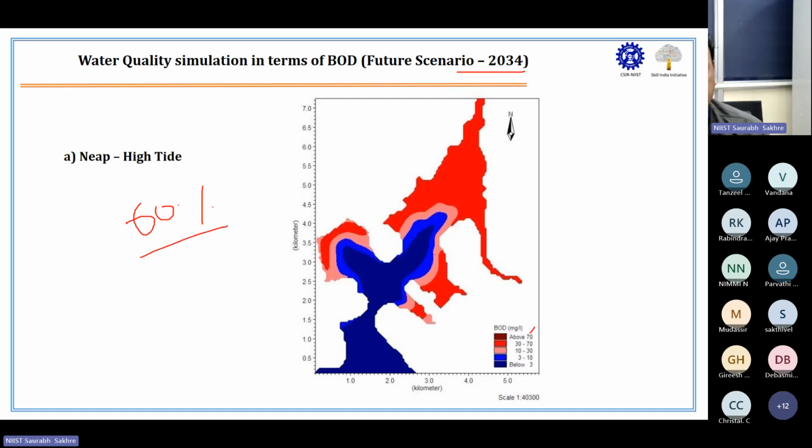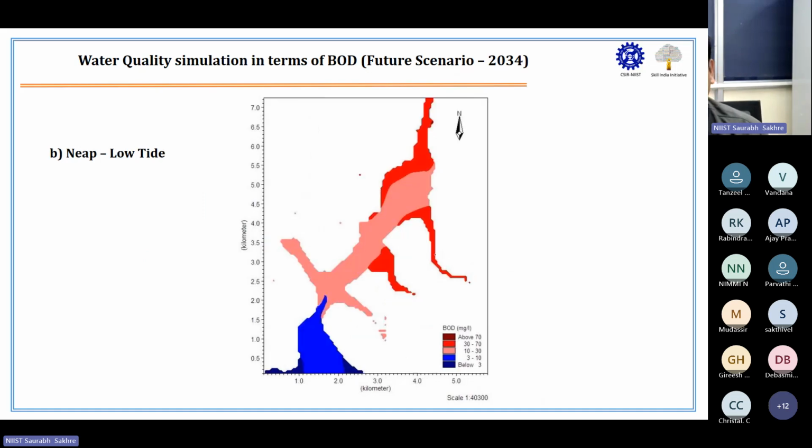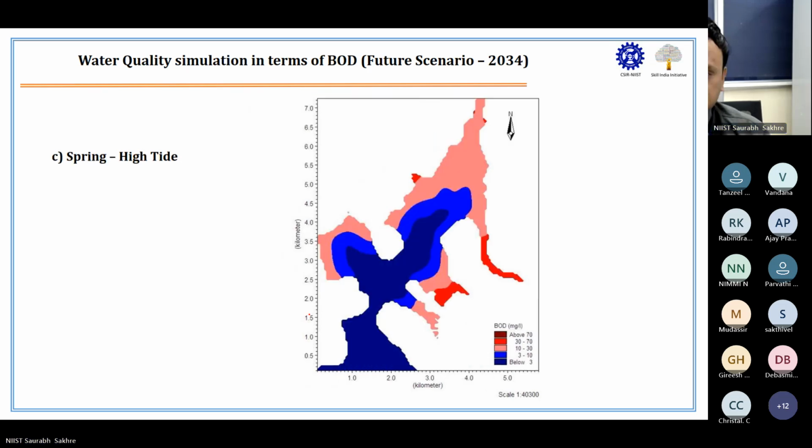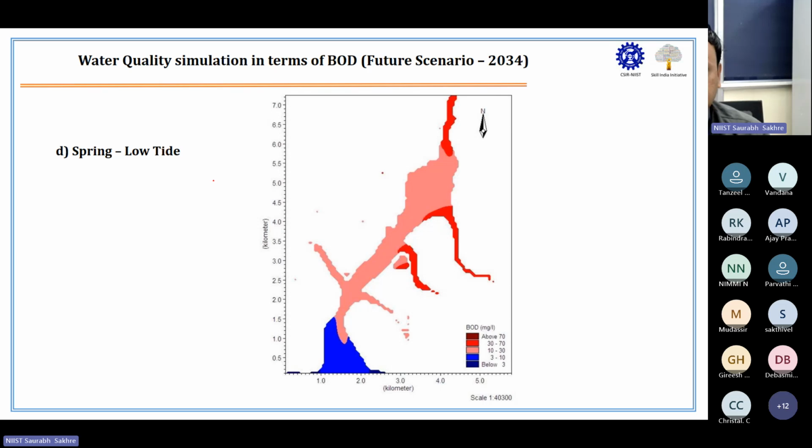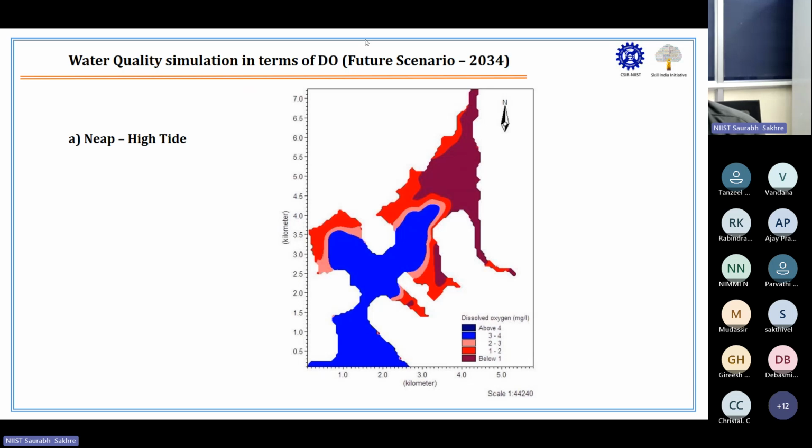So similarly, neap high tide, neap low tide. Here also, even though water is low, at least 3 to 10 milligram per liter stretches are there. Then spring high tide, this is more improvement. Spring low tide. Okay, this is BOD for future scenario 2034. Now this is DO for 2034.